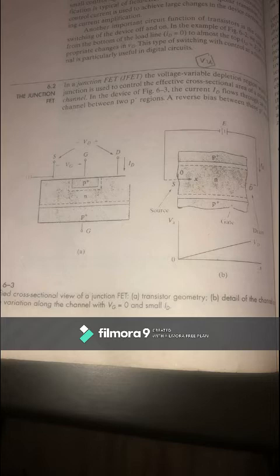The current ID flows through an N-type channel between the two P-type regions. It means the N region between two P regions forms a conducting channel. A reverse bias between these two P regions and the channel causes the depletion region to intrude into the N material, and therefore the effective width of the channel can be reduced.